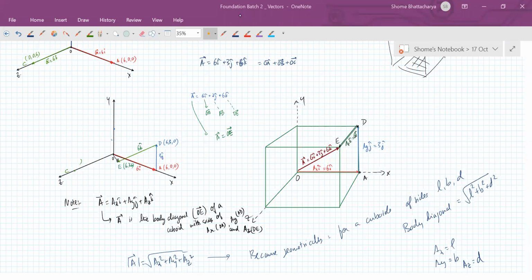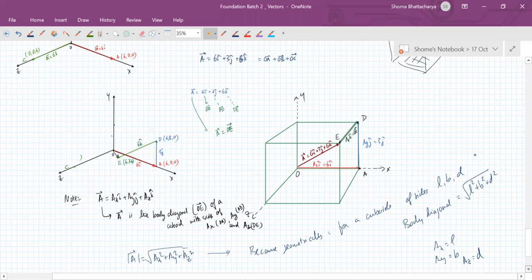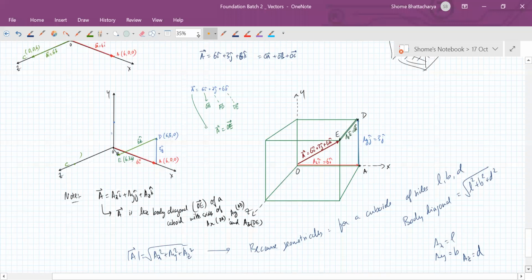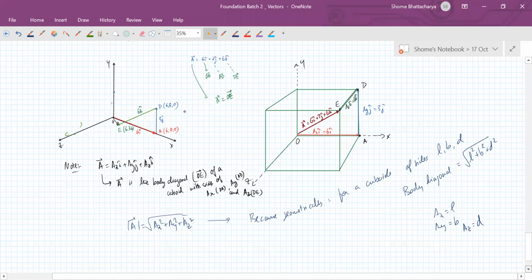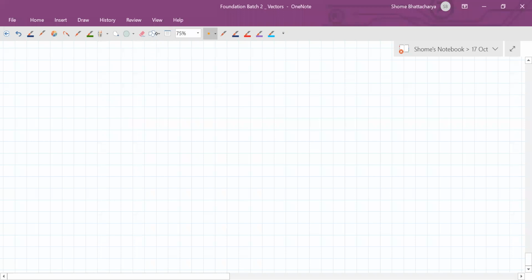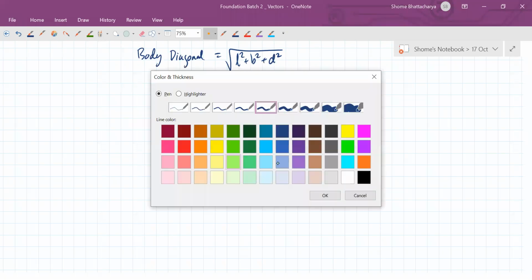Okay, so finished with this now. Now let's look at the proof of this formula. Why is the body diagonal of a cuboid given by this? It's a known formula in geometry, but there's a very easy way to prove it using Pythagoras theorem a couple of times actually. So the body diagonal is square root of length square plus breadth square plus depth square, like this. How do we prove this? Let's look at this.